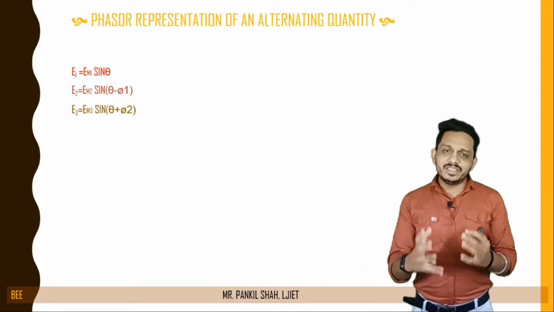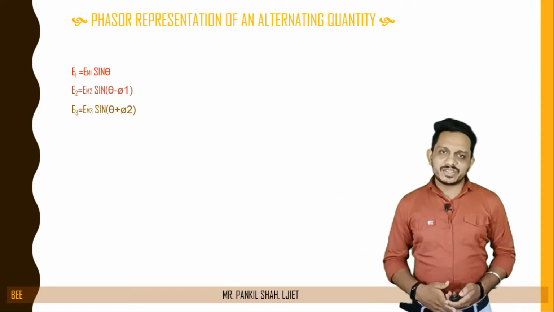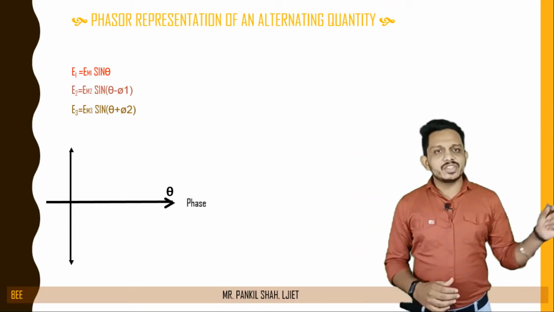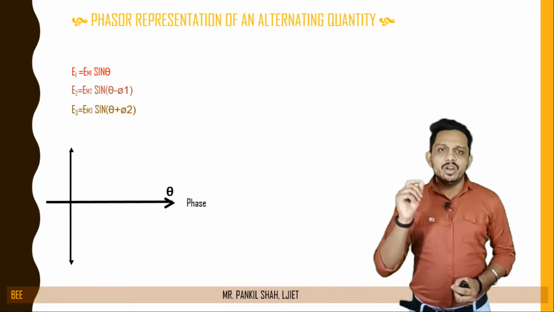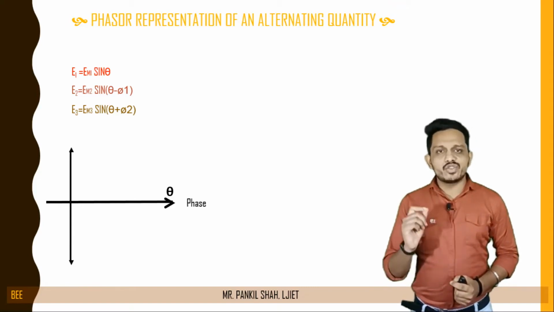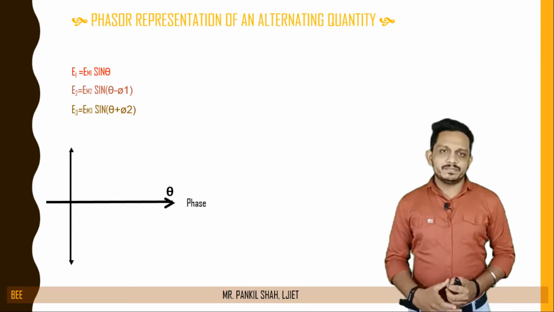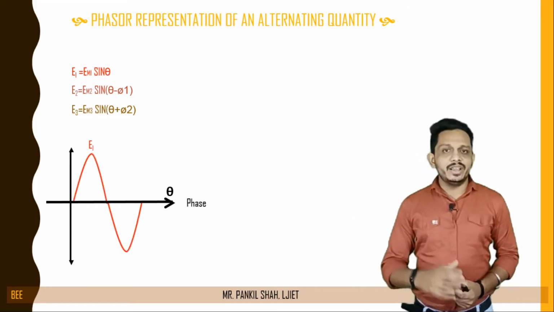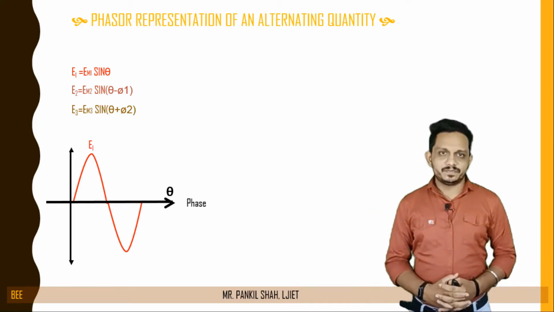So let's first see these three quantities in waveform manner. First we need to take the x-axis and y-axis. On the y-axis we will take the EMF, and on the x-axis we will take theta, that is the phase angle or the time. Let's first draw our first quantity, the reference quantity E1. E1 will start at 0 degree and complete at 2 pi. So this is our standard reference quantity, from 0 to 2 pi.